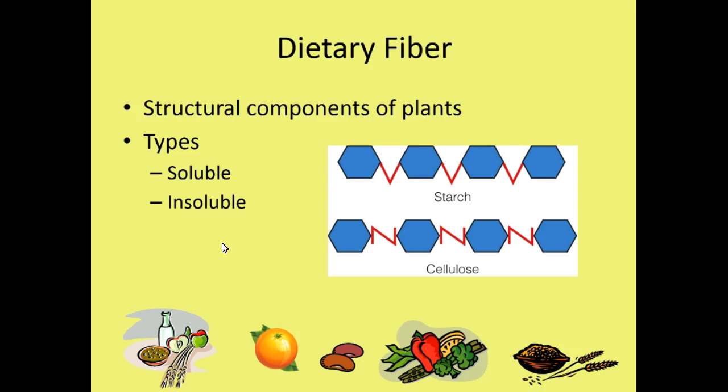Next is dietary fiber, which is also a polysaccharide. Dietary fiber is found in plants, but it doesn't provide energy to the body as starch provides energy to the body. Instead, dietary fiber makes up the structural components of plants. There's actually two types of dietary fiber. There's soluble and there is insoluble dietary fiber.